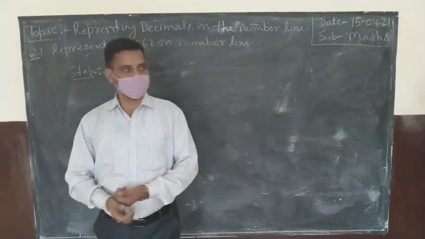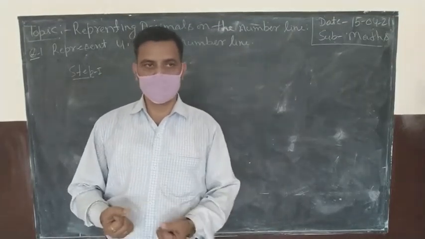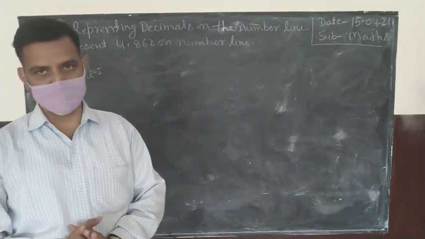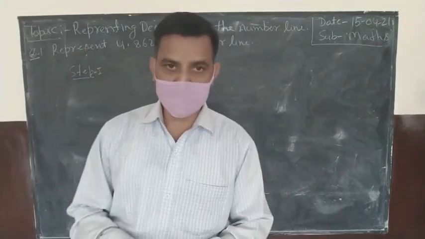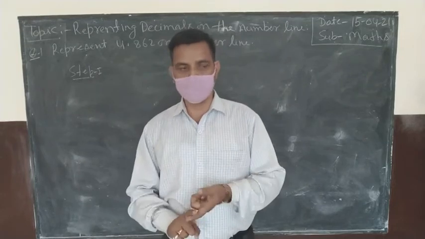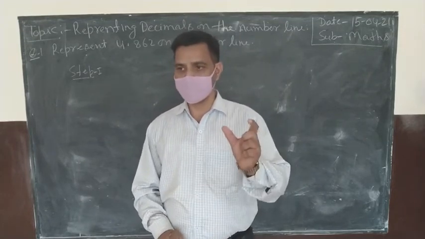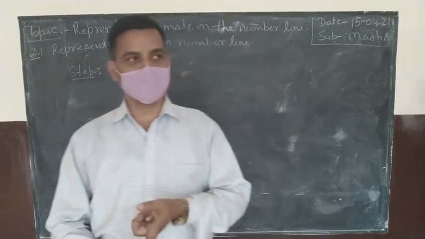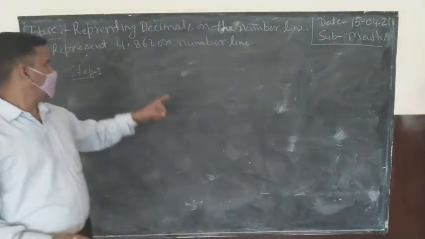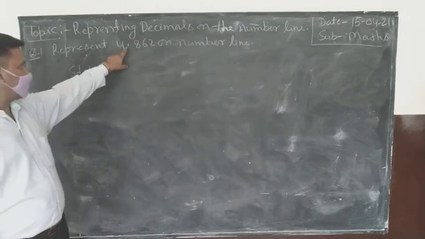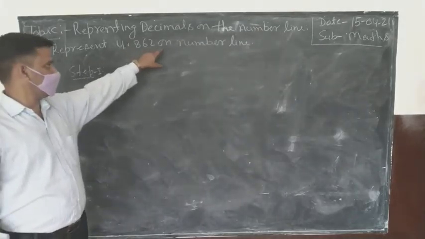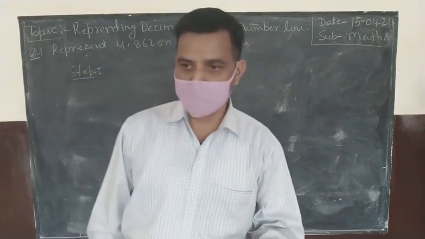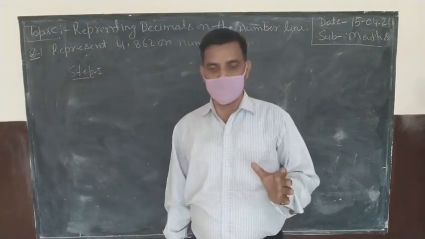Yes, class, good morning. Today we will discuss a new topic, representation of numbers on number lines. We will represent real numbers on the number line, specifically decimal expansions. So we will represent the decimal number 4.862 on the number line. How do we represent decimal numbers on the number line?